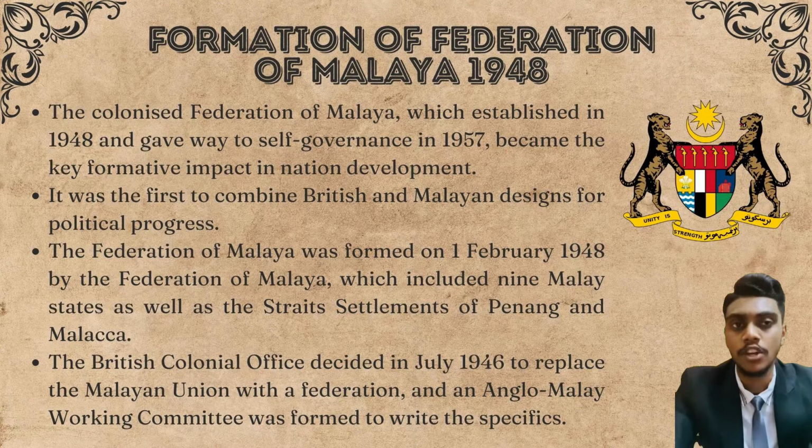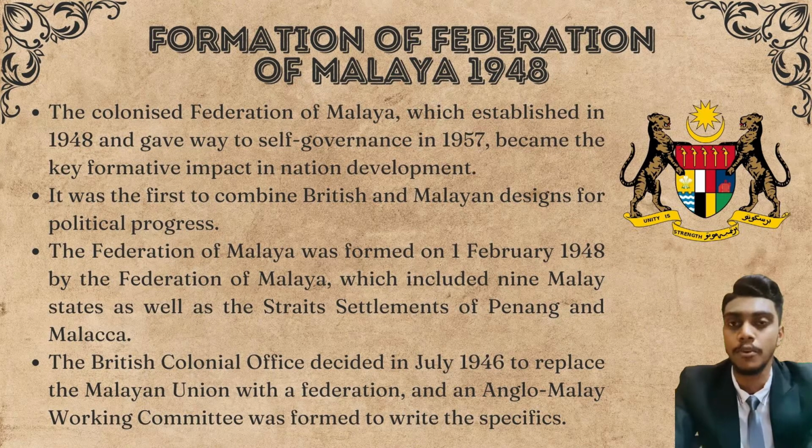Next, the formation of Federation of Malaya 1948. The colonized Federation of Malaya, which was established in 1948 and gave way to self-governance in 1957, became a key formative impact of national development. It was the first combined British and Malayan design for political progress. The Federation of Malaya was formed on 1 February 1948, which included 9 Malay states as well as the settlements of Penang and Malacca.